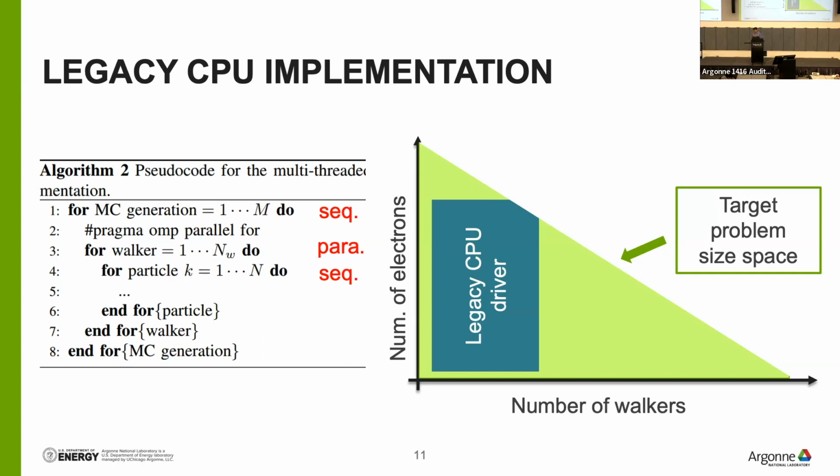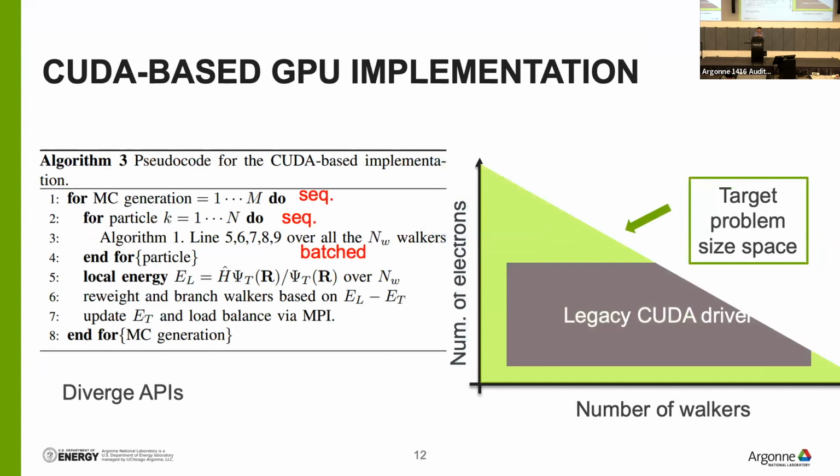So this is not good for GPU. Then about 10, now maybe 12 years ago, we had the first CUDA-based GPU implementation. We call it the legacy CUDA implementation in QMCPACK. The one major change is that the innermost two loops, the single electron move and the worker loop, got interchanged.